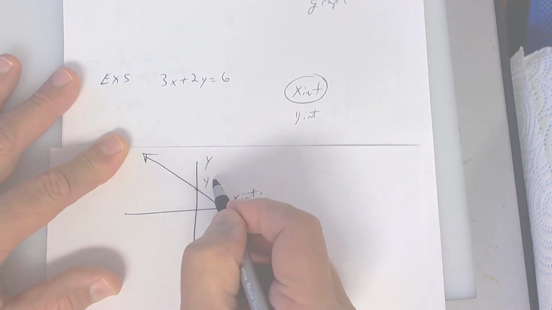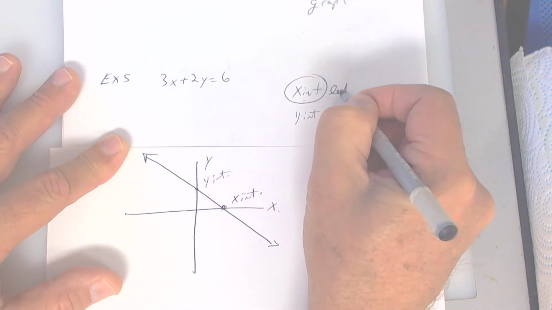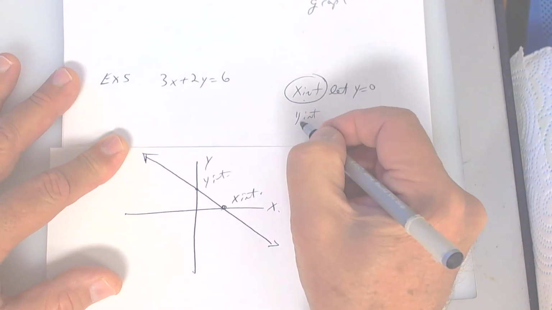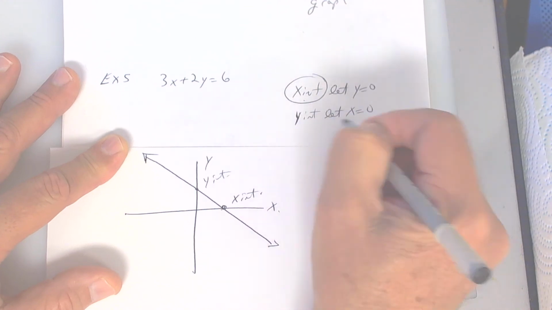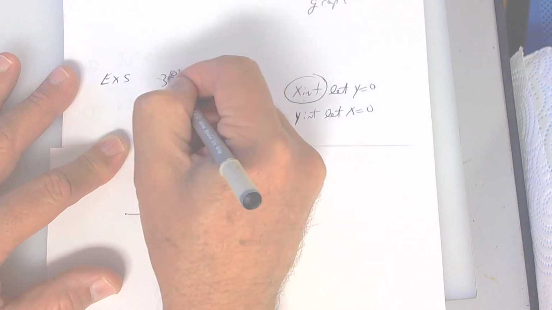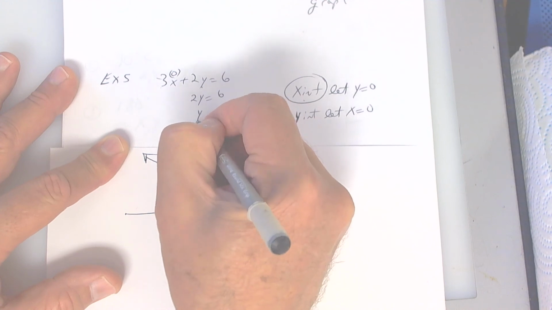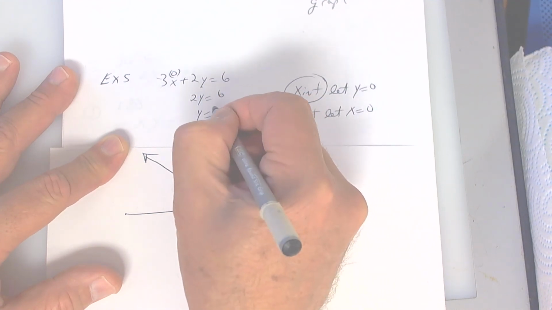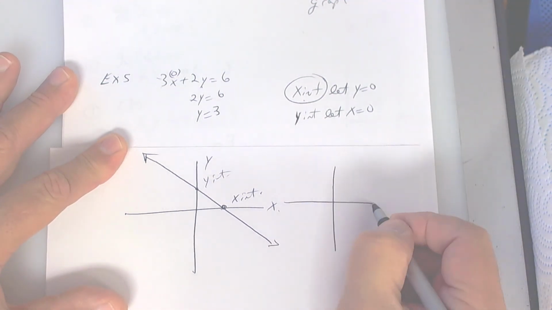This is your y-intercept. Okay, now, to find your x, you let y equal 0. To find your y-intercept, you let x equal 0. You let the other one. So if you want y, you put a 0 here. So that gives you 3 times 0 is 0. So you get 2y equals 6. Y equals 6 divided by 2 is 3. So your y-intercept here is 3.